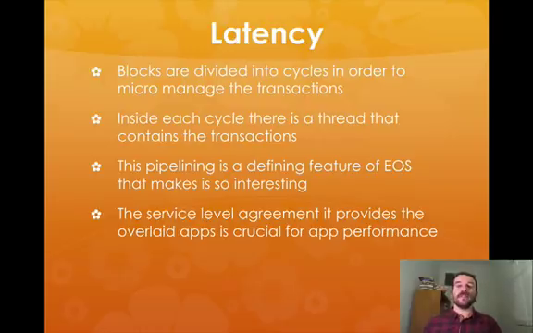So the goal must be to enable 2 accounts to exchange messages back and forth within a single block without having to wait 3 seconds between each message, I mean. To enable this, the EOS software divides each block into cycles. Each cycle is divided into threads, and each thread contains a list of transactions. This is a very clever mechanism to handle latency.